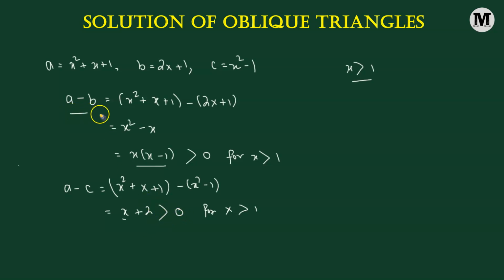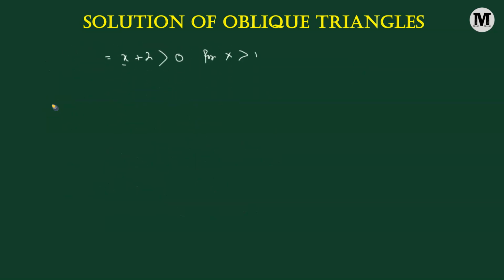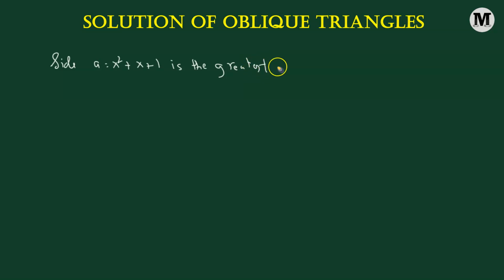This means that since a minus b is a positive number, and a minus c is also a positive number, a must be the greatest side. This confirms that side a, which is given by x squared plus x plus 1, is the greatest side. So we have now verified which one is the greatest side. Now that we know a is the greatest side, angle a must be the greatest angle. So our goal here will be to determine the angle measure of a.